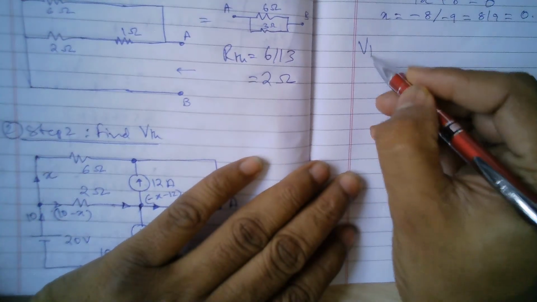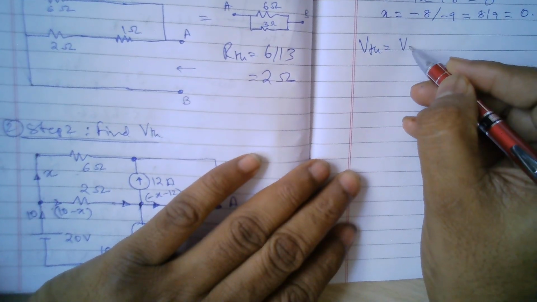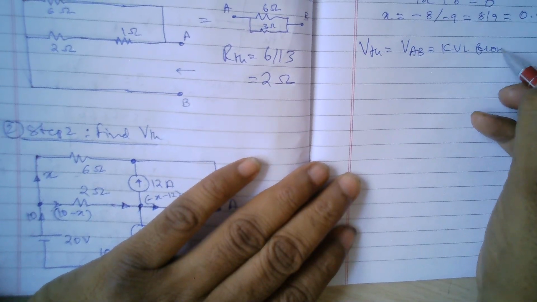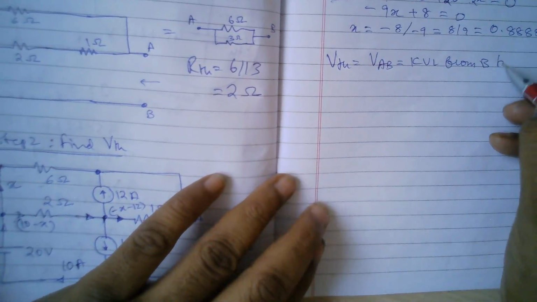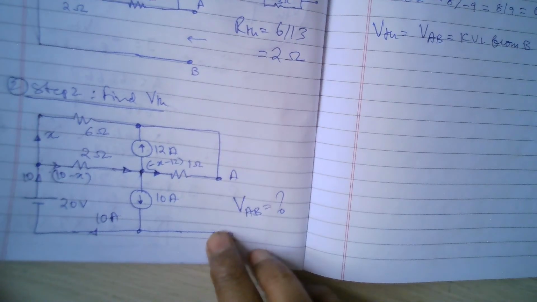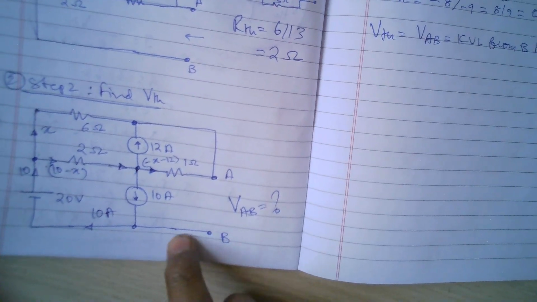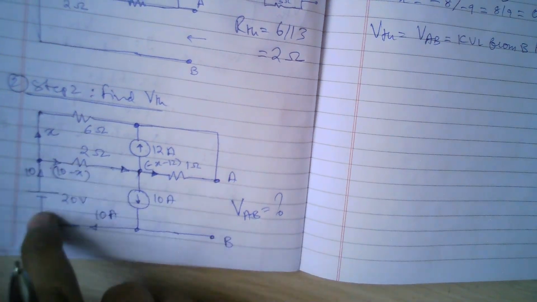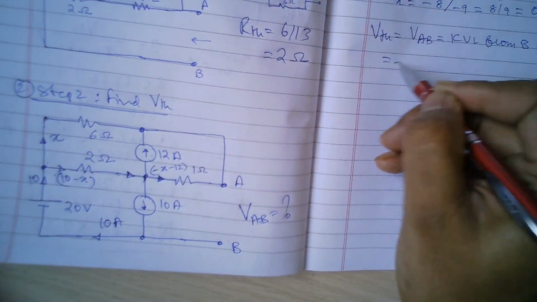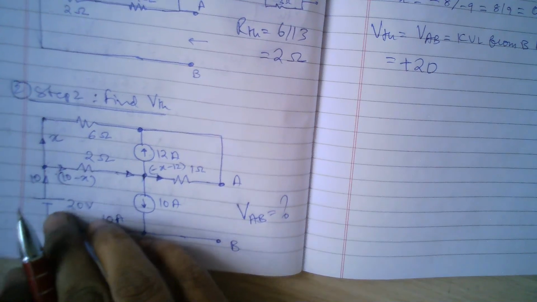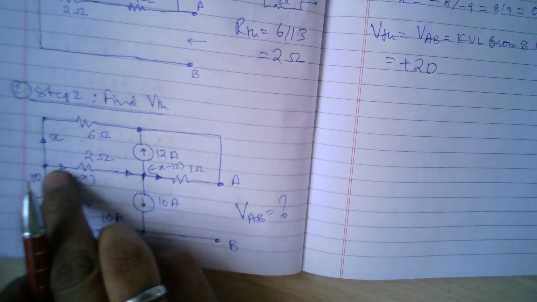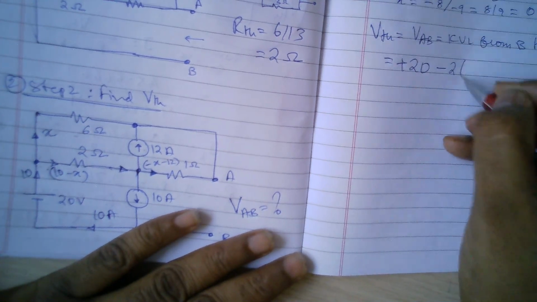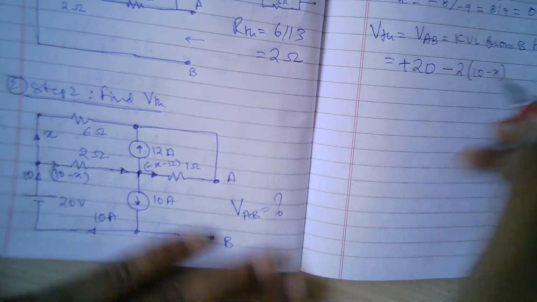Thevenin's voltage VTH is nothing but VAB, which is KVL from B to A. So now let's apply KVL from B to A. From B I'll start here, no element here, no element here. Here the voltage source is increasing by 20 volts, so plus 20 volts. Now I have reached here. Then I am going in the same direction of the current, so I am losing my voltage. So minus 2 multiplied by 10 minus x.